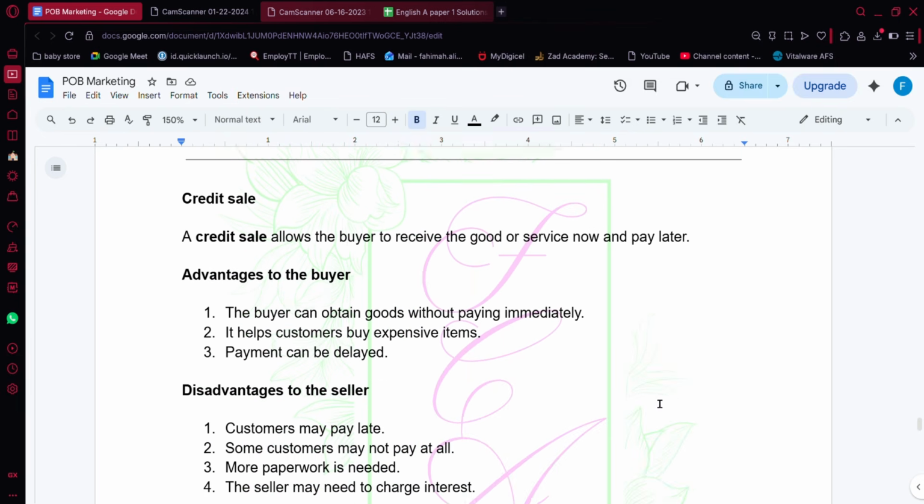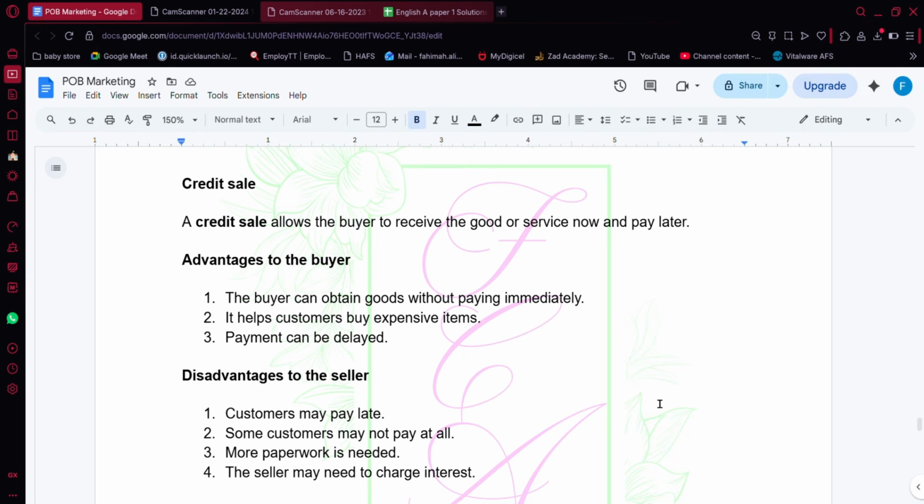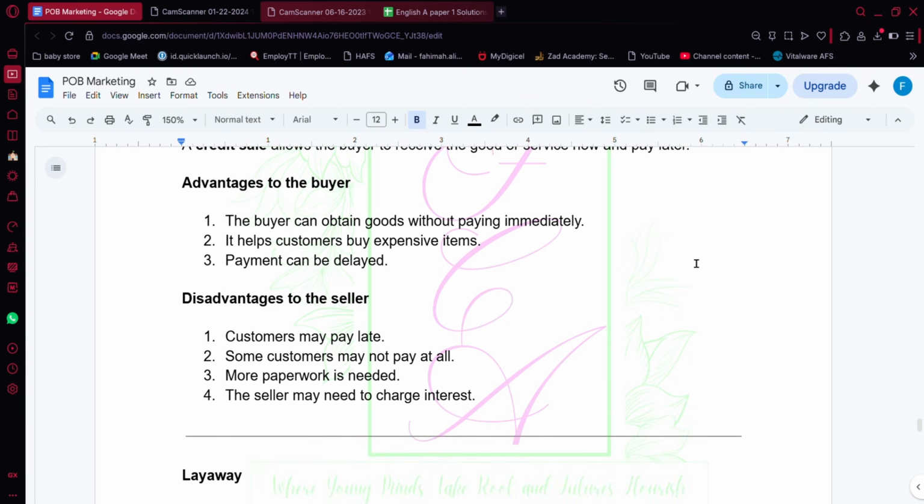A credit sale allows the buyer to receive the good or service now and pay later. Advantages to the buyer: the buyer can obtain goods without paying immediately, it helps customers to buy expensive items, and payment can be delayed. Disadvantages: customers may pay late, some customers may not pay at all, more paperwork is needed, and the seller may need to charge interest.